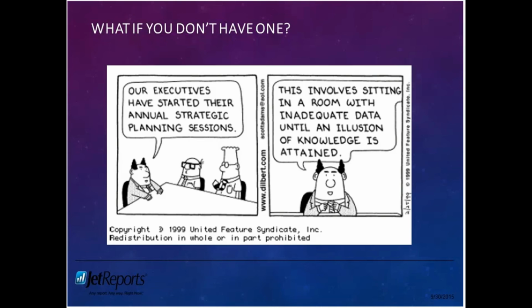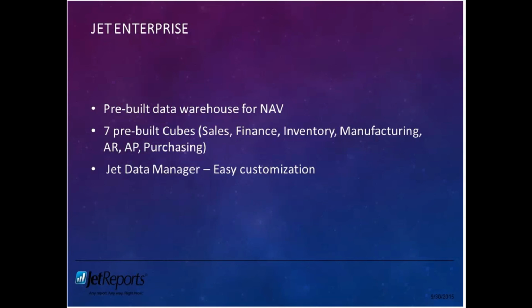So that brings us to Jet Enterprise. What we deliver with Jet Enterprise is a pre-built data warehouse and 7 pre-built cubes specifically for NAV that typically cover about 70 to 75% of what an organization needs right out of the box.